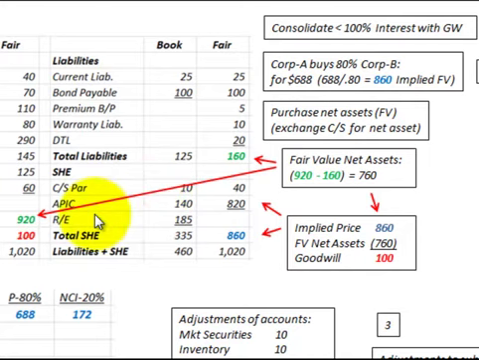And looking at our total assets, their fair value was $920,000 less the total liabilities, their fair value of $160,000. We get our net assets of $760,000. So to determine our goodwill, we take the implied price of $860,000 less the fair value of our net assets of $760,000, and then we have a goodwill value of $100,000.